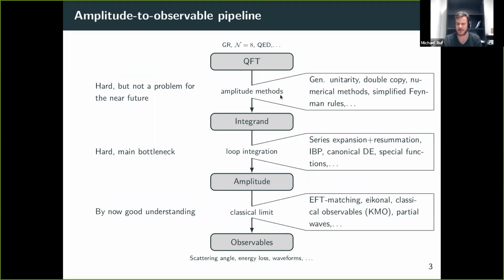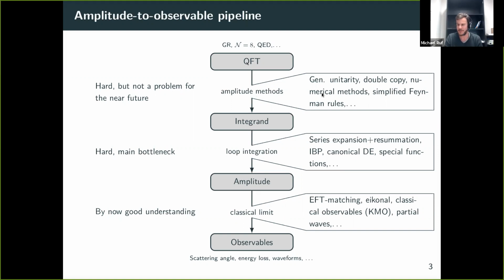So let me quickly explain the pipeline we are looking at here. We'll start off with some QFT. This can be GR. In our recent paper, we studied N=8, which is quite a nice proxy model. You could also think about other theories like QED. What you then do is apply amplitude methods, which are really powerful here, like generalized unitarity and double copy. You could also do it by Feynman diagrams. You will then get a loop integrand, which you have to integrate somehow. There are also methods available for this. And then finally, we get an amplitude. And from this amplitude, you then want to extract the classical physics. I would say that this last bit has been fairly well understood by now. This is something that only developed in recent years, and there's a variety of methods that you could apply here.